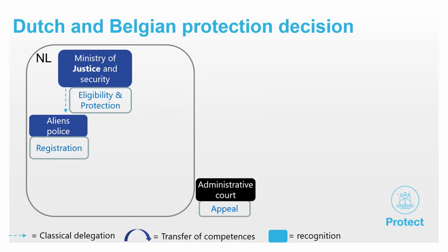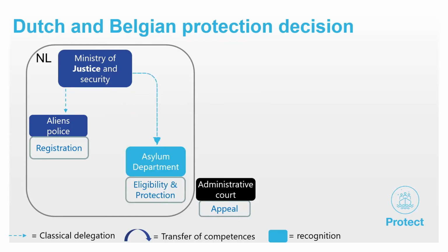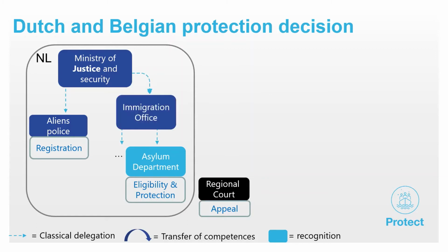In 1975, the Ministry of Justice took over the recognition task of the UNHCR and installed an administrative appeal possibility in 1976. In 1982, an asylum department was installed within the Ministry of Justice that specifically focused on asylum cases. In 1994, a new asylum department within a newly established immigration office was created. Also, from then on, the appeal was handled by regular courts instead of the administrative courts.